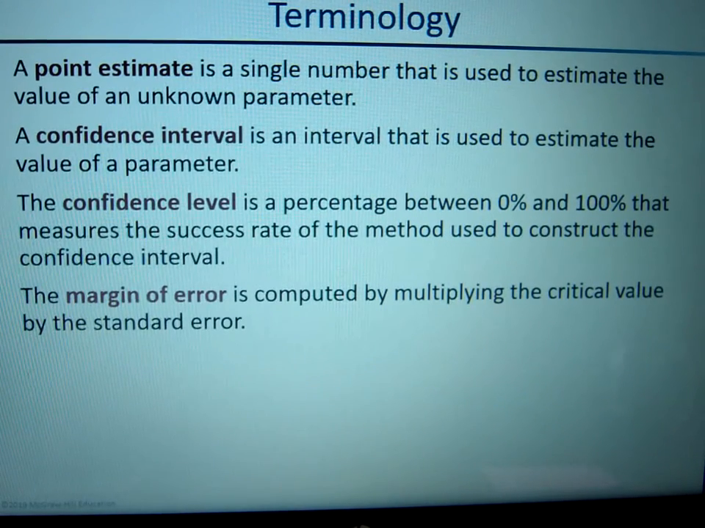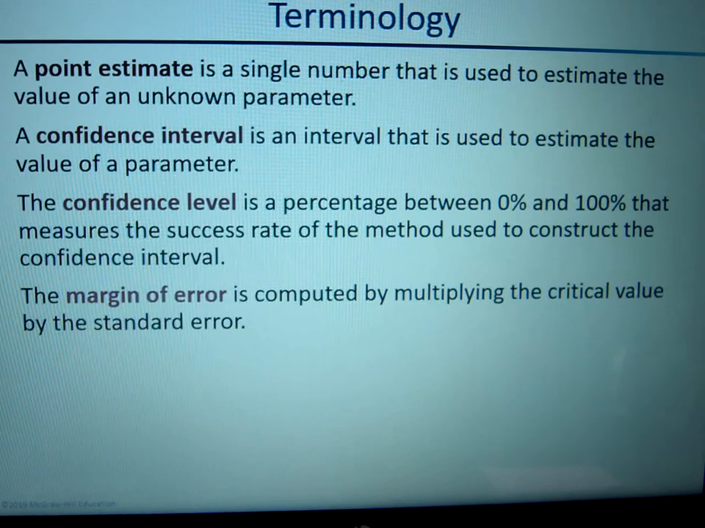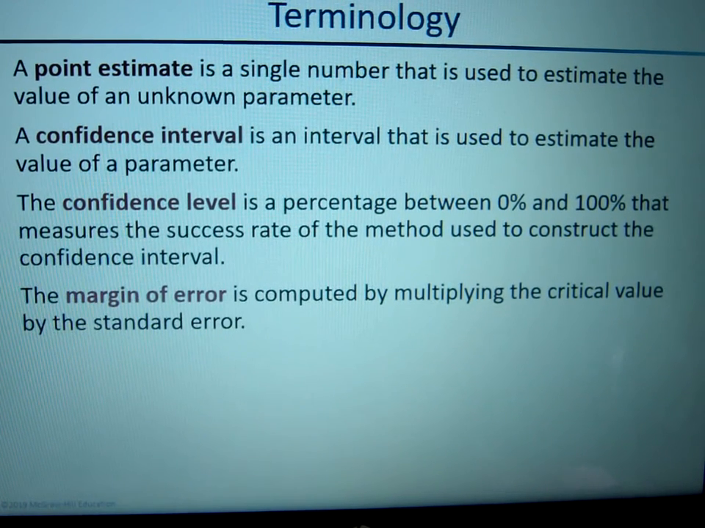Now, a point estimate is a single number that's used to estimate the value of the unknown parameter. The confidence interval is an interval that is used to estimate the value of a parameter. The confidence level is a percentage between 0 and 100% that measures the success rate of the method used to construct the confidence interval. And the margin of error is computed by multiplying the critical value by the standard error, and that's what you add and subtract: plus or minus the margin of error.